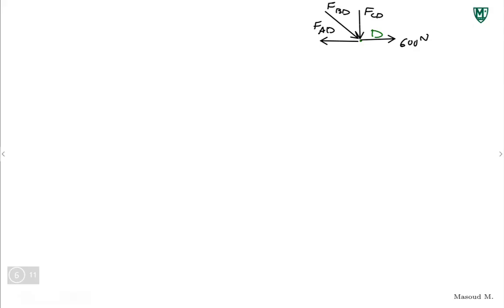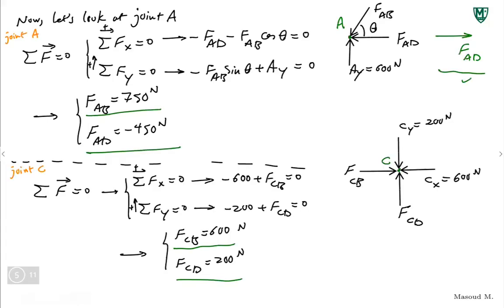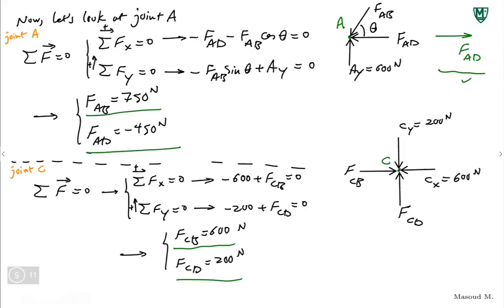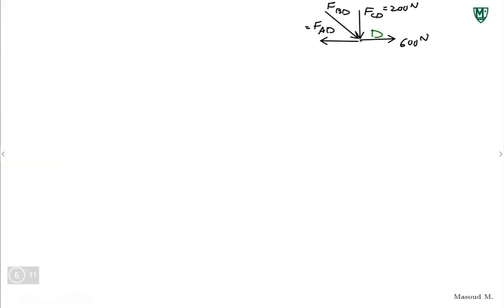A little crowded there. But we have the values for all of these. FCD we found to be 200 newtons. So I'll put it here. FAD, did we find FAD? We did somewhere, 450. And since I'm putting it in with the right direction, I'll just put positive 450. And what else? That's pretty much it. All right.